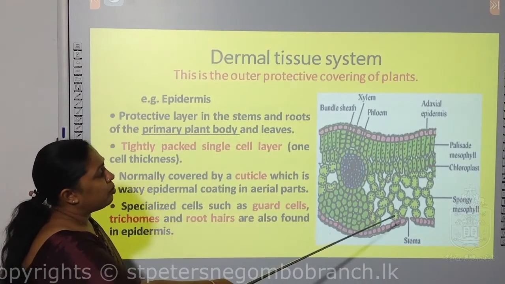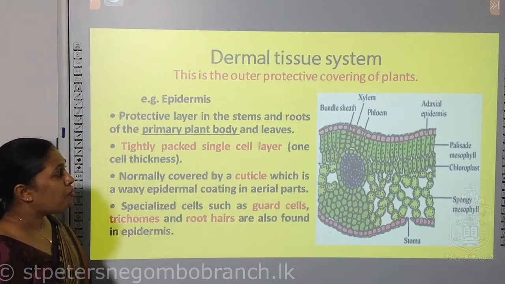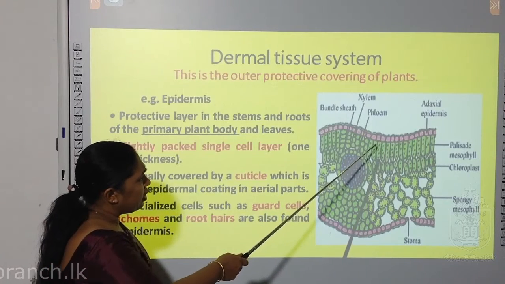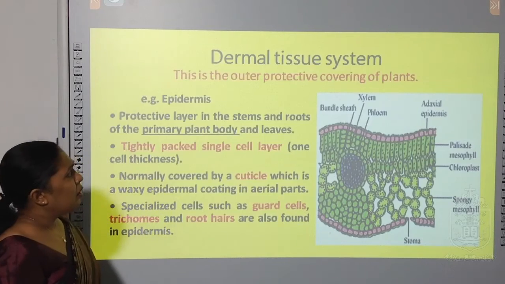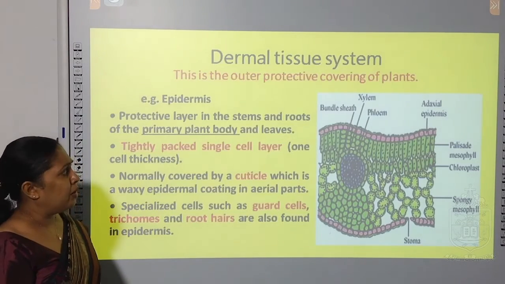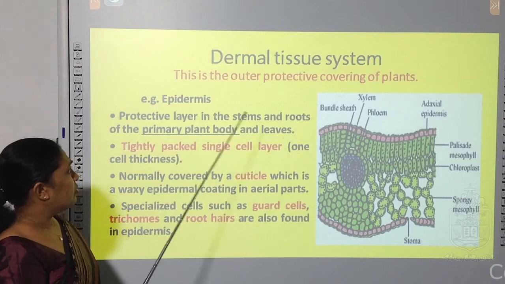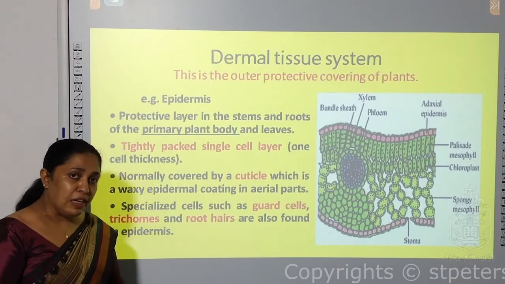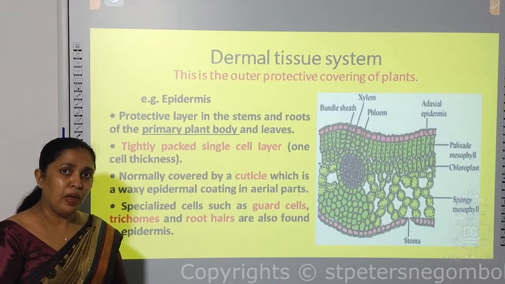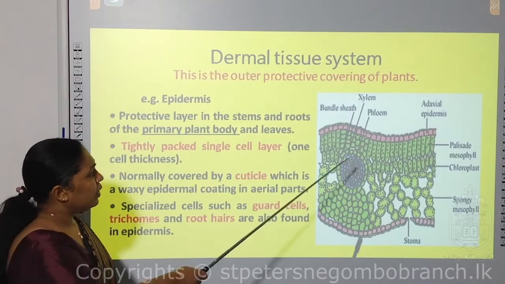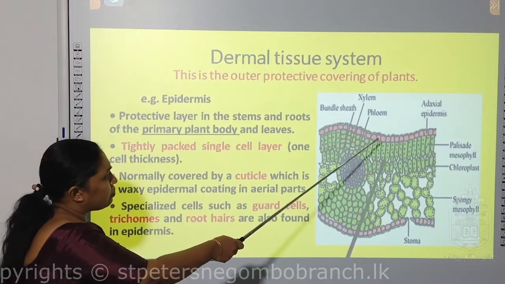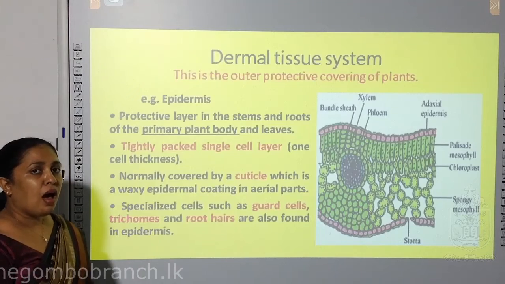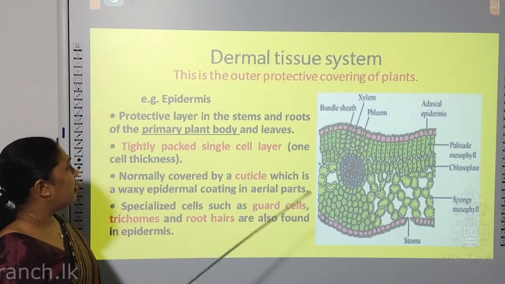This is a diagram of a plant leaf, TS of a plant leaf. The cell layer in pink color is the dermal tissue system of the plant. So it is the epidermis. For example, they have given the epidermis of the plant leaf, and epidermis can be there in young plants too. So it is the protective cover. Here, top and bottom, both the epidermis layers are protecting the plant leaf.